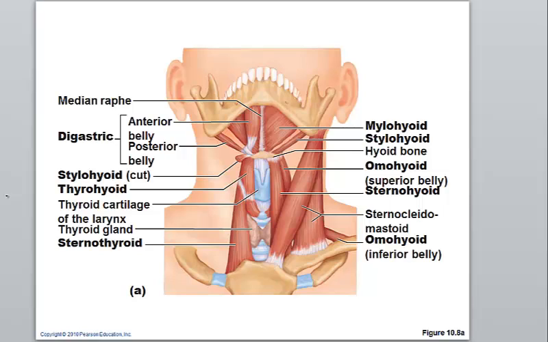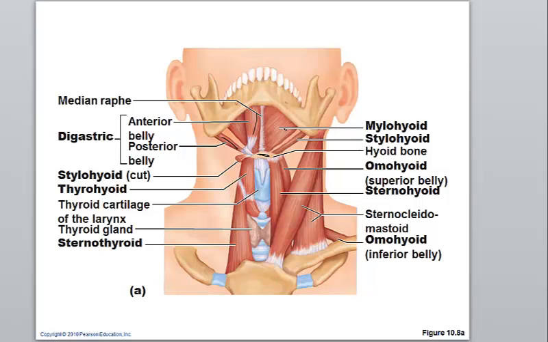Let's talk about the suprahyoid muscles. Remember, suprahyoid is above the hyoid bone. So here is the hyoid bone right over here. All the muscles above it are your suprahyoid. All the muscles below it are infrahyoid muscles of your neck. So the suprahyoid muscles are your digastric. Digastric has two bellies, right? You have the anterior and posterior belly.